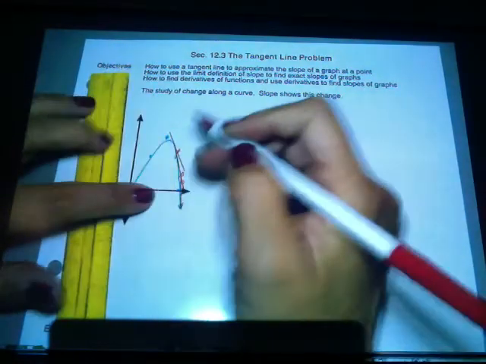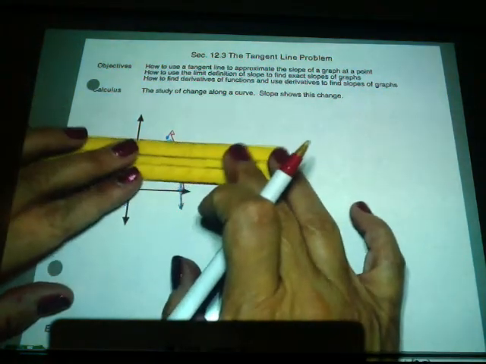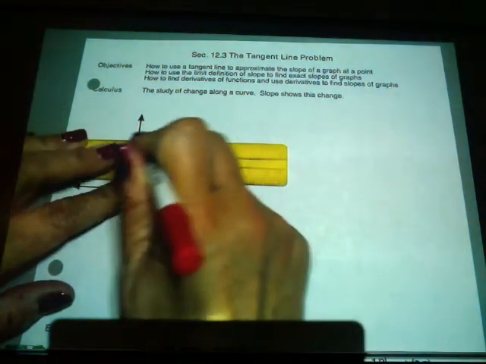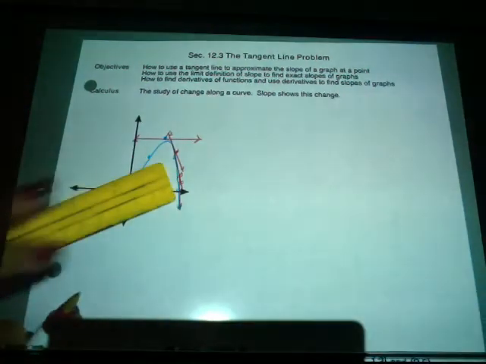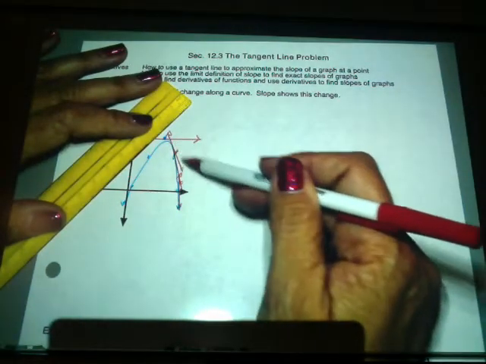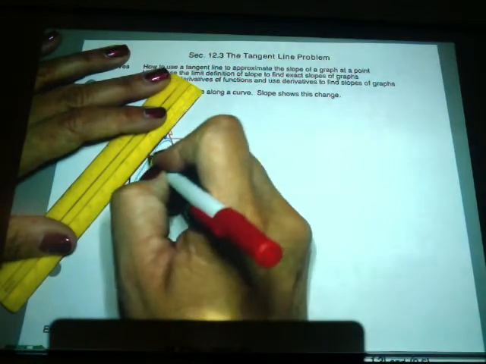Here's another tangent line. The only time the tangent line is ever horizontal is at the vertex. Let's assume that I hit the vertex correctly. And then that would be the line tangent at the vertex. And then of course, these are all negatively sloped tangent lines. Then we would start to get to some positively sloped tangent lines.